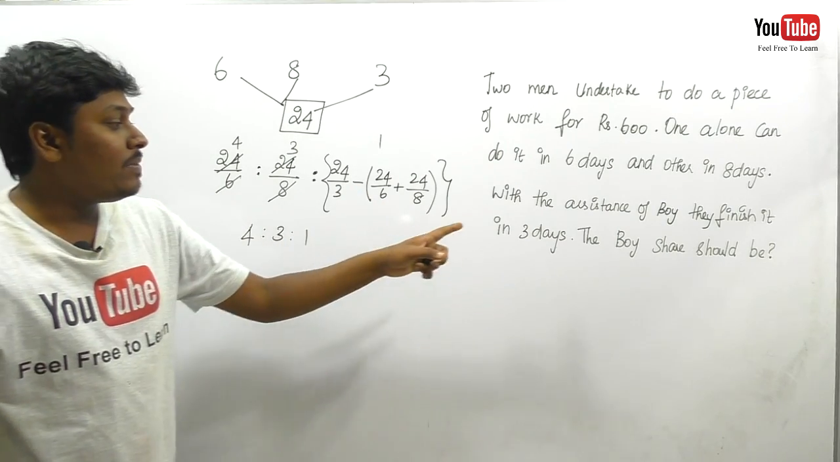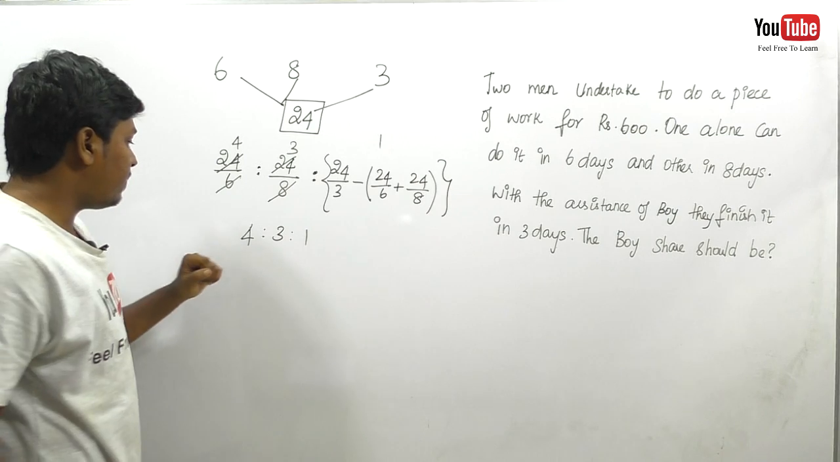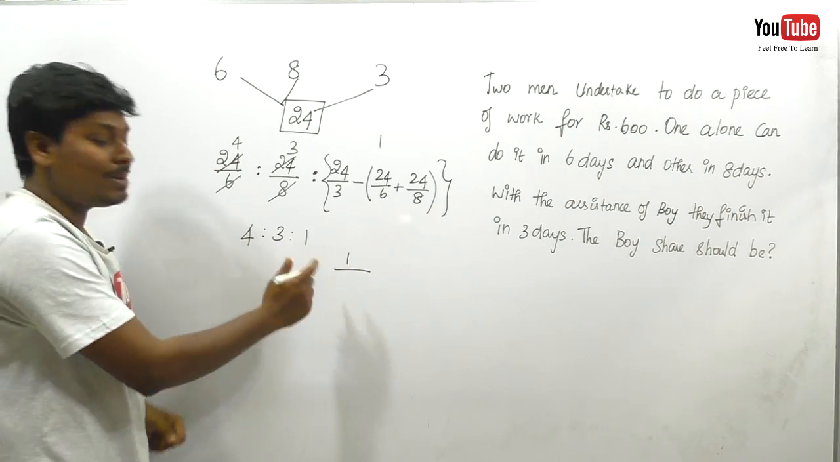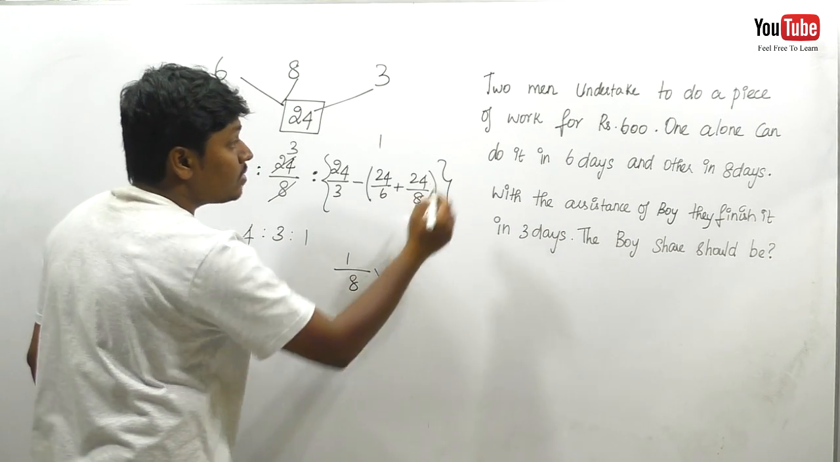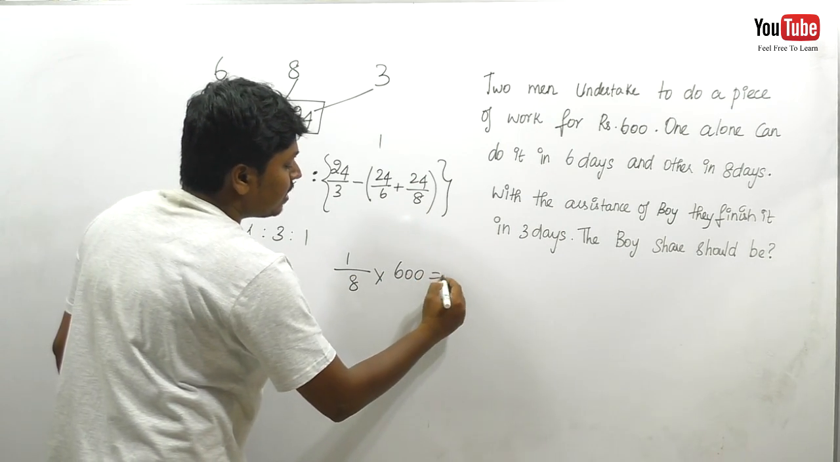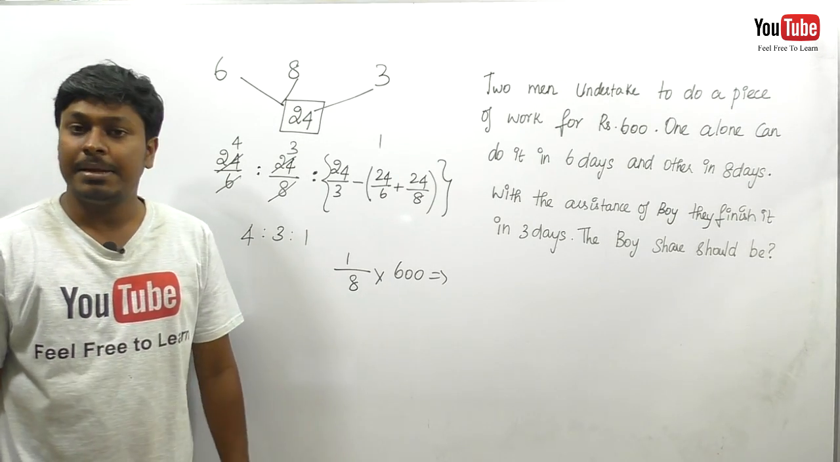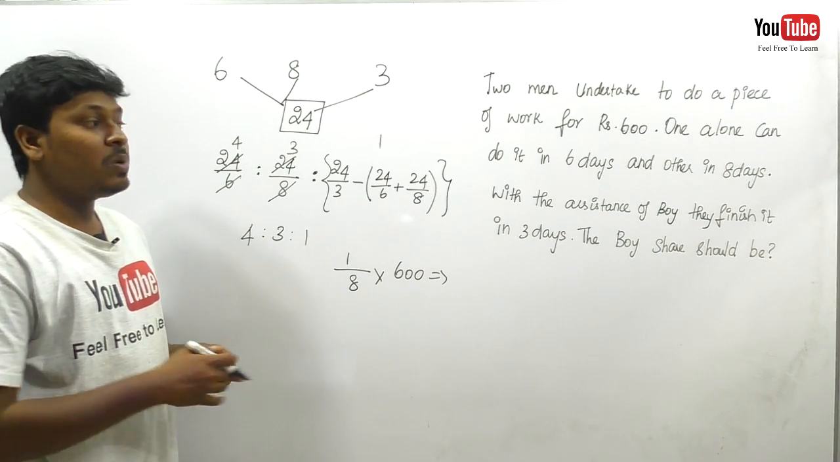Okay, friends, we need to find the share of the boy. For the share of the boy, 1 divided by, so 4 plus 3 will be 7, 7 plus 1 will be 8. So 1 by 8 into the total amount, which is 600. I hope if you solve this question, you will get the answer, the share obtained by the boy. So friends, this concept is most important.